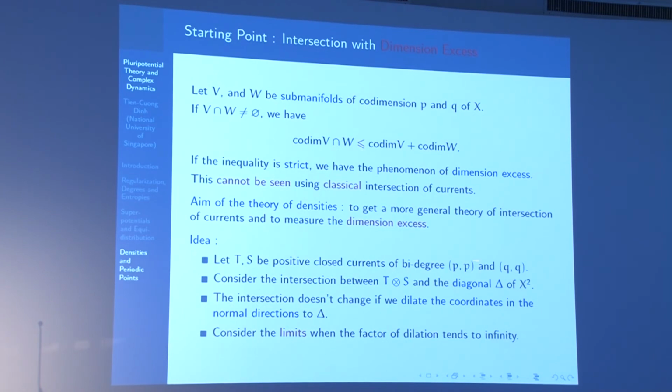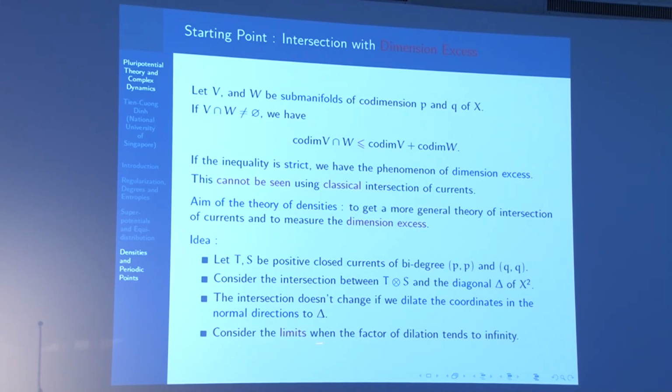So the idea is very simple. We consider the product of these two currents, so this is the Cartesian product in X squared. And then we want to understand the intersection of this product with the diagonal. So this is exactly the intersection of T and S, in some sense. Now, to understand this intersection, we try to dilate the coordinates in the normal direction to delta. Using this dilation, we can see the intersection better. And the intersection doesn't change if you do this operation.